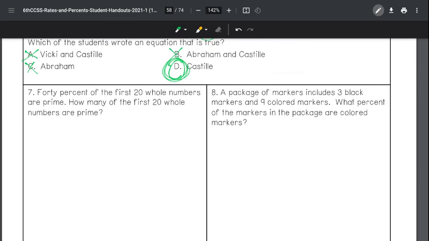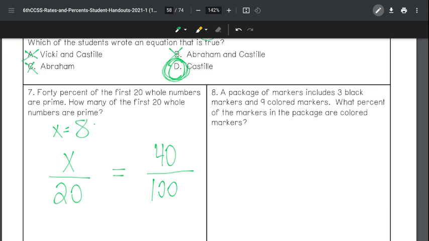Number 7, 7, 8, 9, and 10. You got to make your proportions. 40% of the first 20 whole numbers are prime. 40% over 100%. How many of those first 20 whole numbers are prime? So 20 is the total. I want to know how many of those are prime. So cross multiply and divide. 40 times 20 is 800, divided by 100, x equals 8 prime numbers.